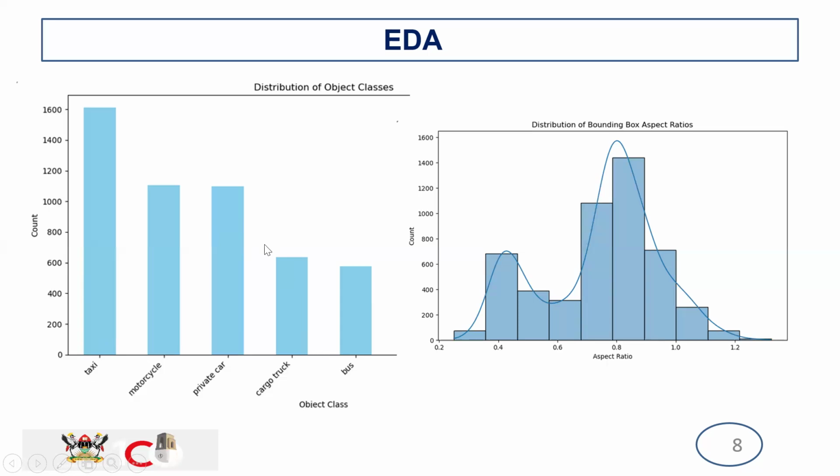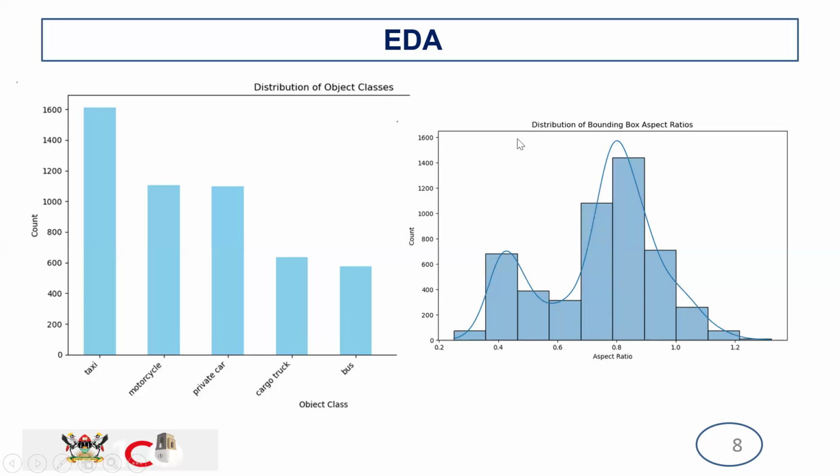But later I realized I had to deal with only 3 classes. So with training models, I only dealt with the taxis, motorcycles, and the cargo trucks. I left out bus and private vehicles.